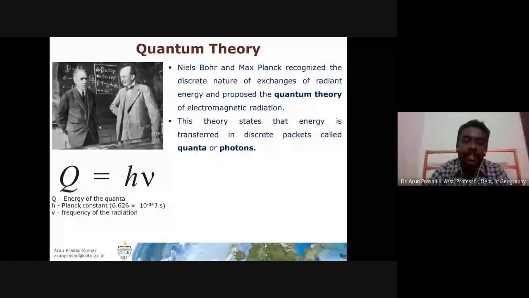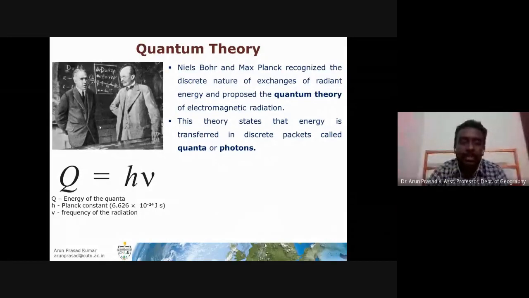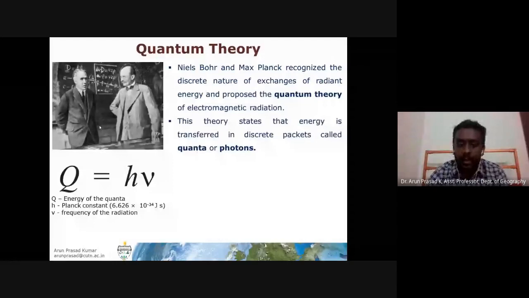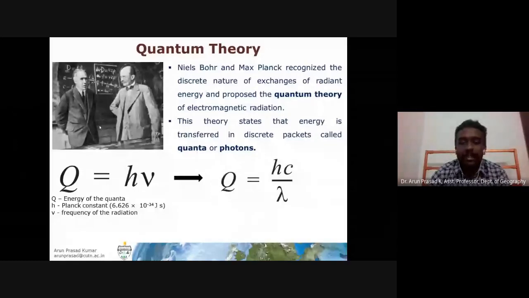Q is equal to hν. Q is the energy of the quantum, and h is the Planck constant, which is 6.626×10⁻³⁴ joule second. And ν is the frequency of the radiation. We know that there is an inverse relationship between frequency and wavelength, so we can rewrite this formula as Q is equal to hc by λ: Planck's constant times the speed of light, both constants, divided by λ.